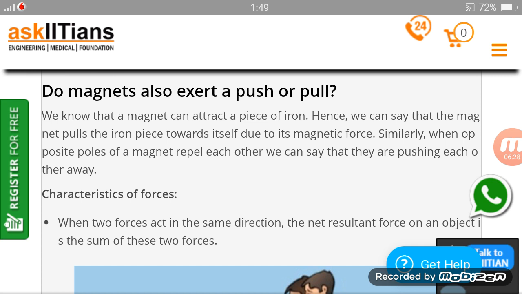See, we can understand the concept of push or pull from the example of a magnet also. If we are putting an iron piece and we have a magnet also, so what will the magnet do? The magnet will pull the piece of iron towards itself. However, when we have two same poles of magnet, then what will happen? Then repulsion will take place.